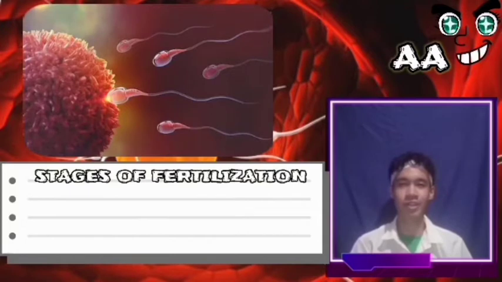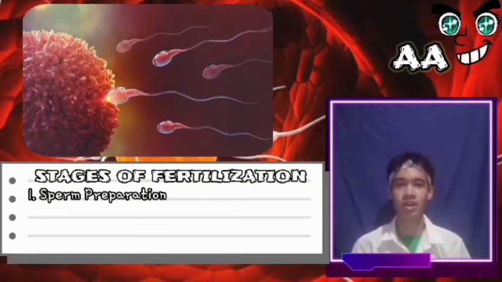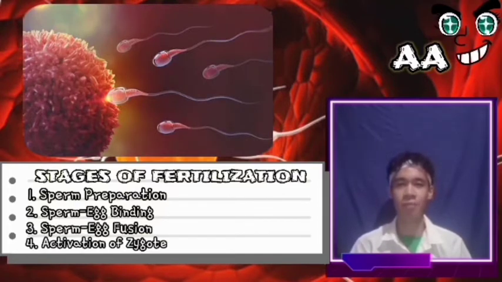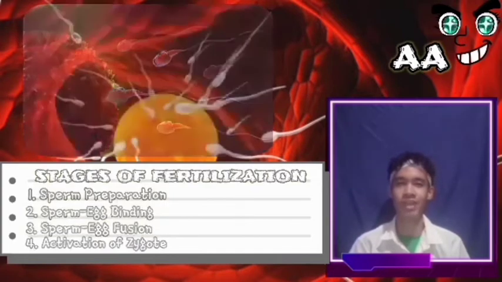The stages of fertilization can be divided into four processes. The first is sperm preparation, the second is sperm-to-egg recognition and binding, the third is sperm-to-egg fusion, and the last is the fusion of sperm and egg pronuclei and activation of the zygote.